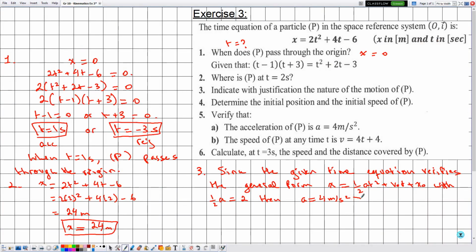So it means that this is positive. Then the type of motion is UARM, because the acceleration is positive.